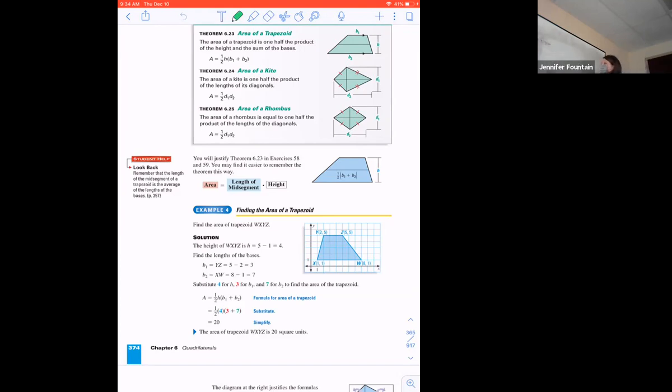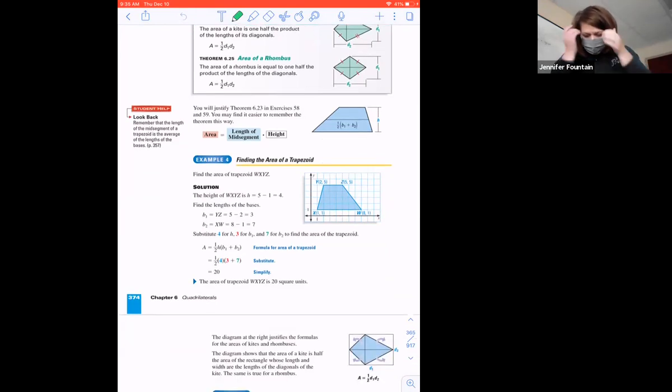So these are formulas that you must memorize. You will need this information on the ACT. If you're planning on taking the ACT, memorizing these now is going to help you later. You'll have less studying to do.